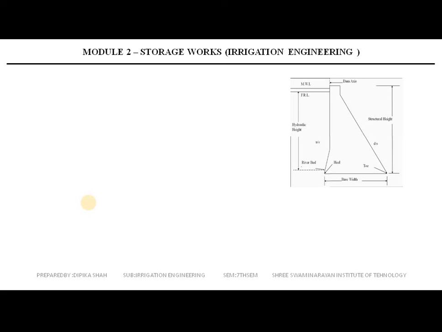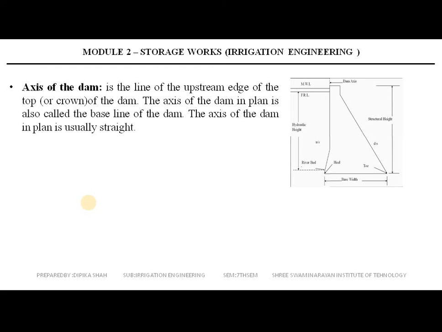So the ratio of base width to the height of most gravity dams is less than 1, and the upstream face is vertical or slightly inclined. The slope of the downstream face varies between 0.7 in 1 to 0.8 in 1.